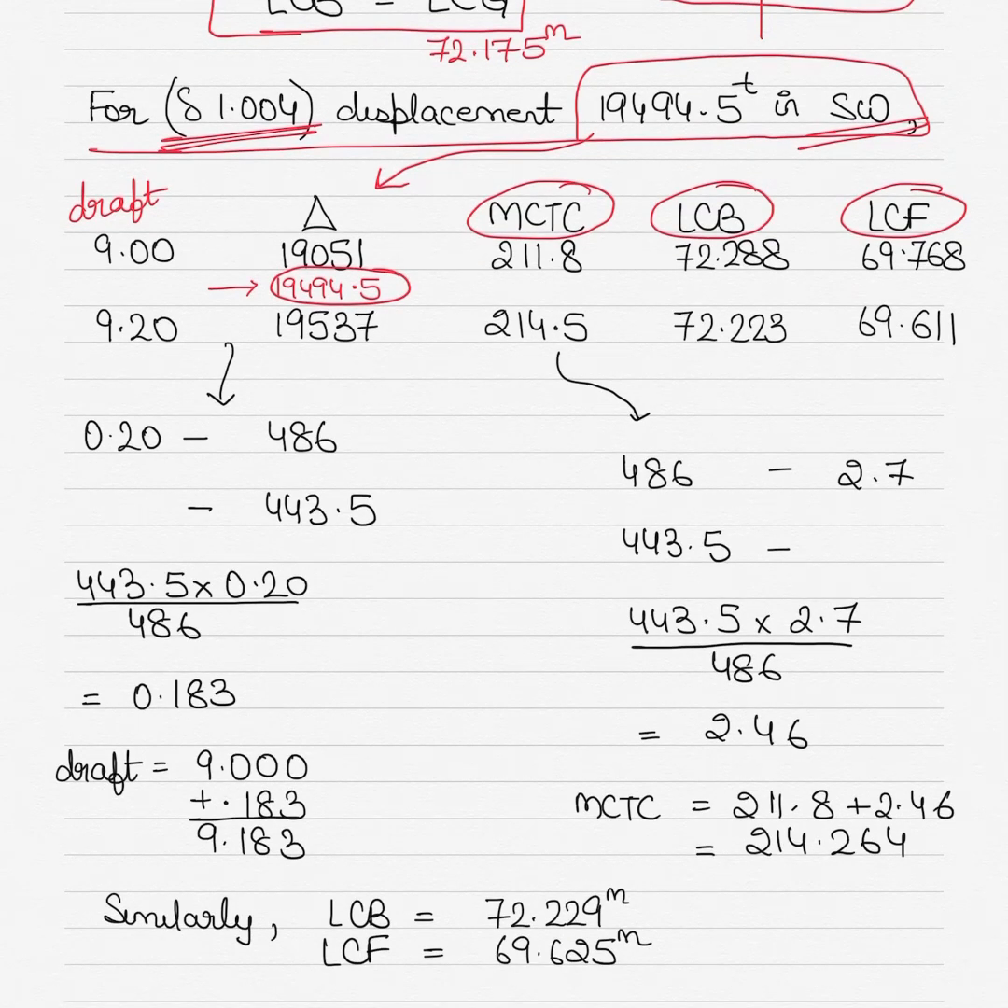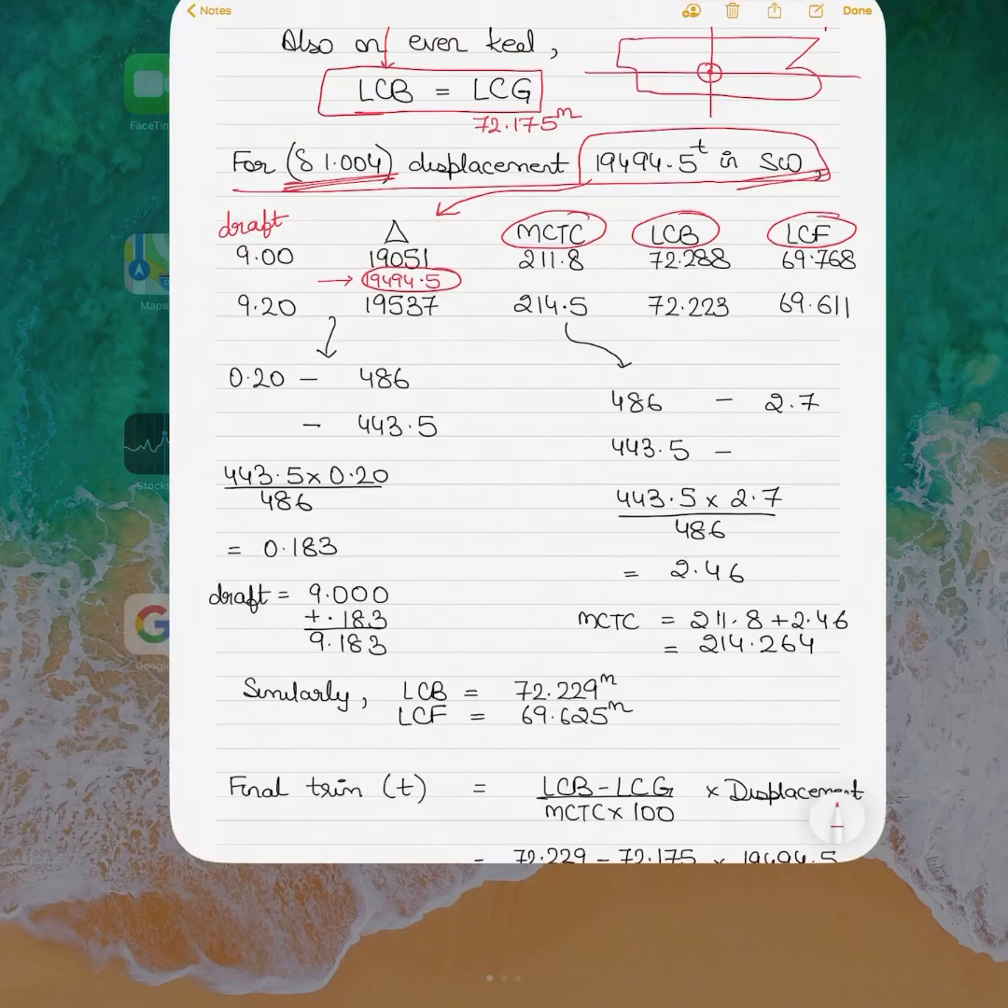Alright, you know why we have taken 19494.5 tons, because that is the original displacement when the vessel was in dock water. Displacement is not going to change when the vessel comes out of dock water and goes into sea water. That is why we need this displacement to find out the rest of the parameters. So now we know we have the displacement 19494.5 tons. Let's see in the hydrostatic tables where this lies.